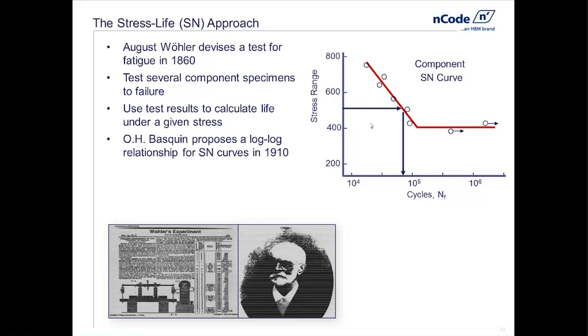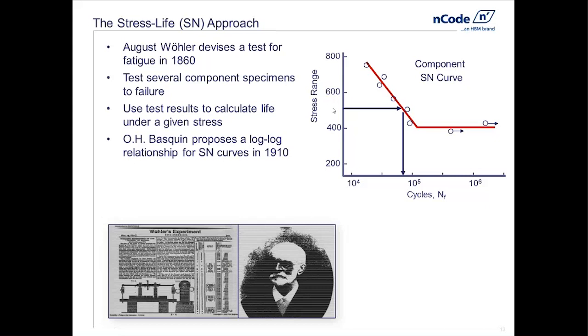So if a 1860s version of a design engineer came along, he could answer questions like: if we want it to last some number of cycles to failure, then what should the stress range be limited to? Or vice versa, if we knew what the stress range was, then how long would we expect to failure? That was his S-N approach.